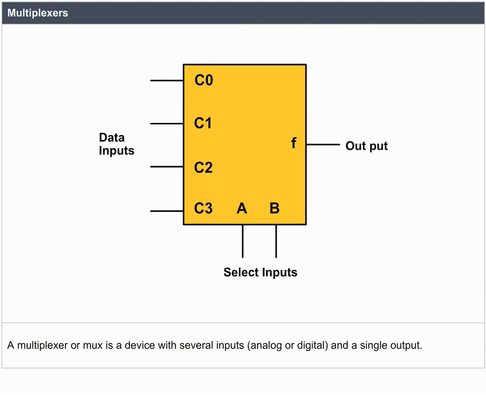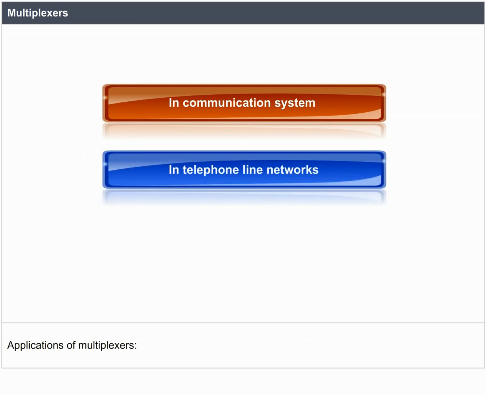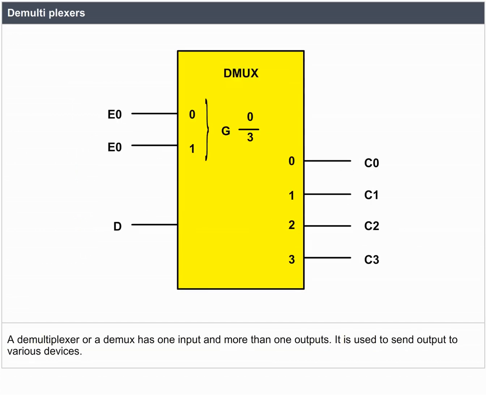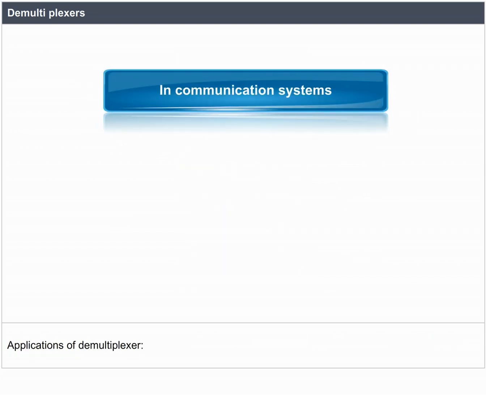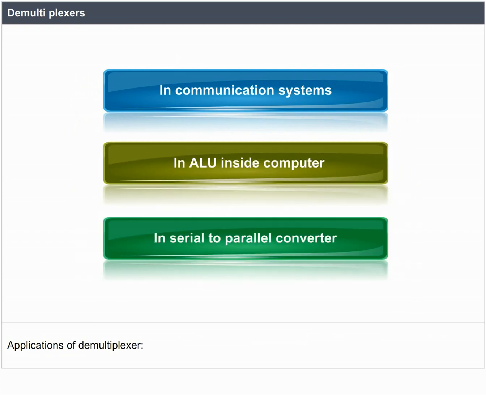Multiplexers. A multiplexer or MUX is a device with several inputs, analog or digital, and a single output. Applications of multiplexers: in communication systems, in telephone line networks, inside computer memory. Demultiplexers. A demultiplexer or DMUX has one input and more than one output. It is used to send output to various devices. Applications of demultiplexers: in communication systems, in ALU inside computer, in serial to parallel converter.